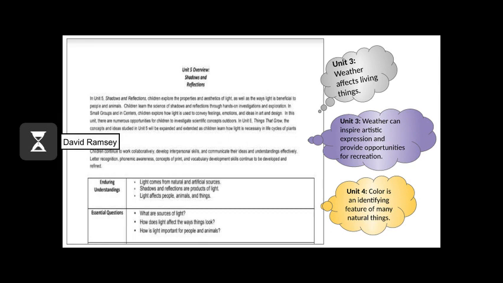Unit 5 is Shadows and Reflections. Notice how the enduring understandings, or big ideas, are similar to the big ideas in other units, particularly Unit 3, Wind and Water.